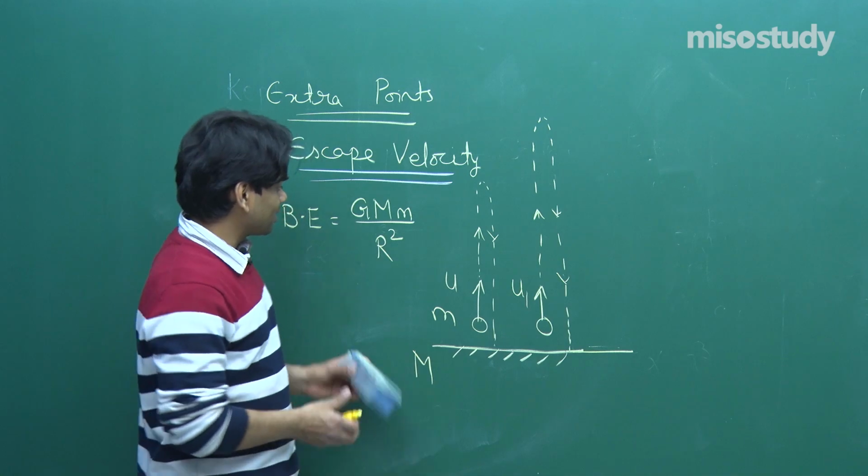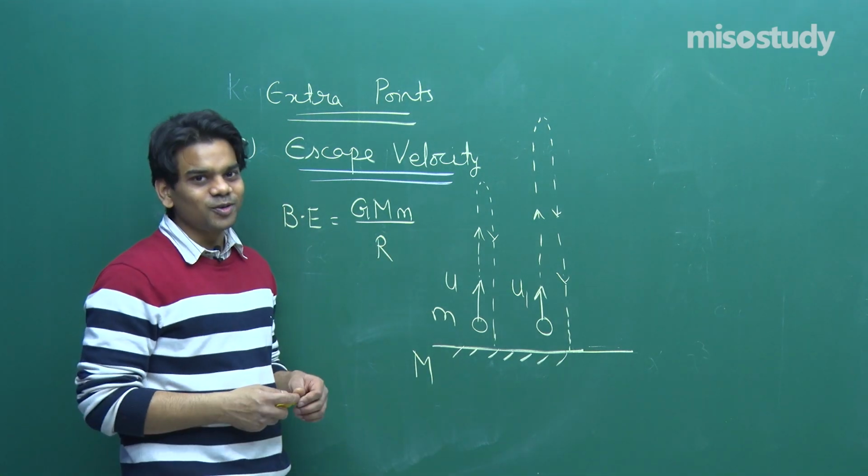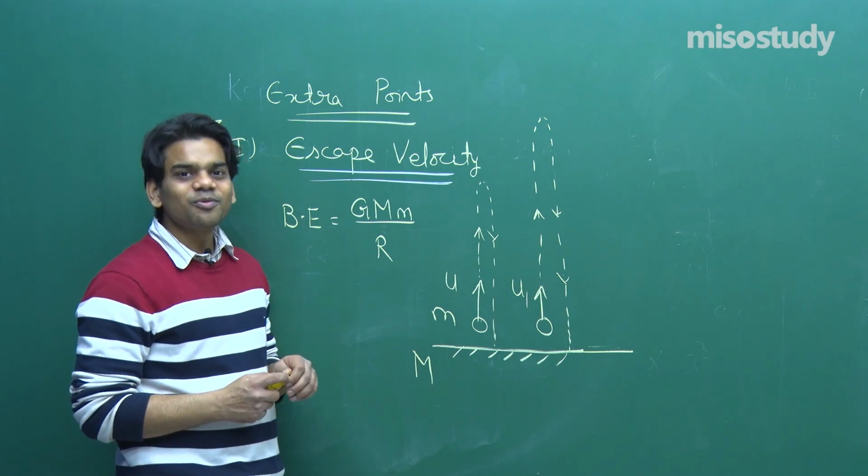I wrote R square, that's a mistake, change it. I'm regularly saying R and I wrote R square. Make a change here: GMm by R.